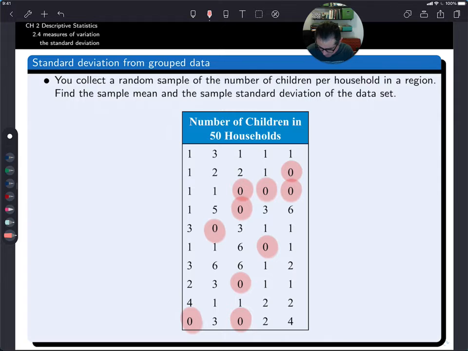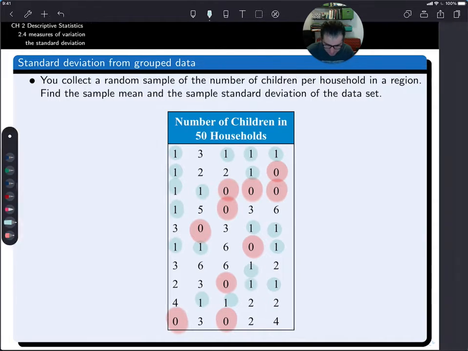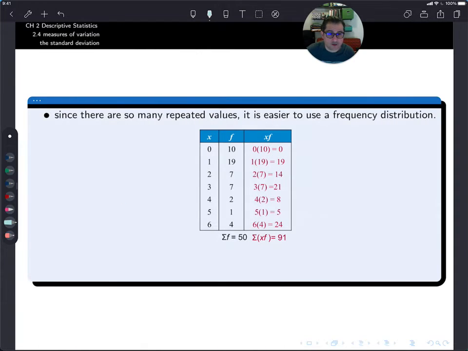How many of them have 1 child? Well, 1, 2, 3, 4, 5, 6, 7, 8. You get the idea. I'm not going to do them. If I found them all and counted them carefully, I probably should have gotten 19 of them. Okay, so to find the mean, you would add 10 zeros, which doesn't contribute anything to the sum, so that's right here. But you would add 19 ones, so just multiplying 1 times 19 gives you that.